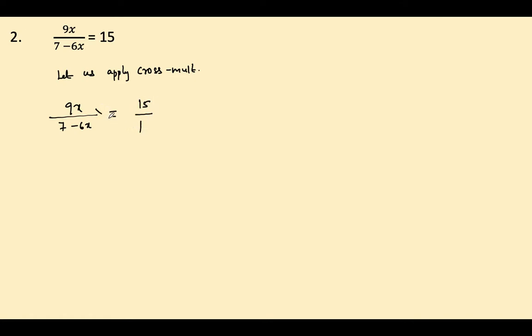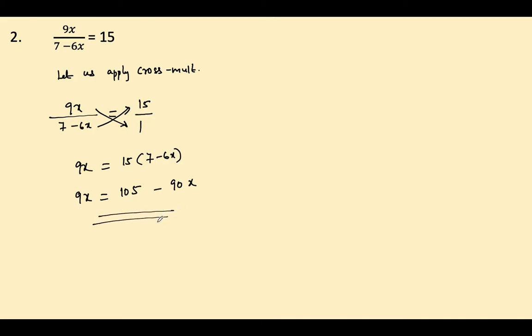Now let's cross multiply. You get a cross here, right? So 9x, the numerator here, is multiplied with the denominator here, and the denominator here is multiplied with the numerator here. 9x into 1 is anyway 9x. 15 into (7 minus 6x) will be the term on the right hand side. Now let's expand this. 15 into 7 is 105, minus 15 into 6 is 90, so this is 90x.